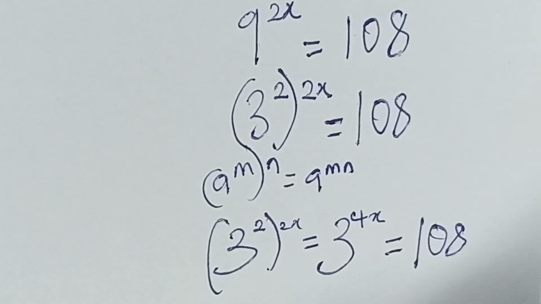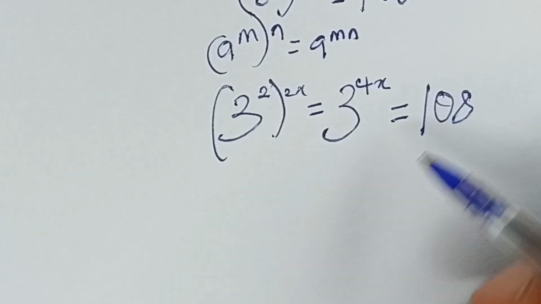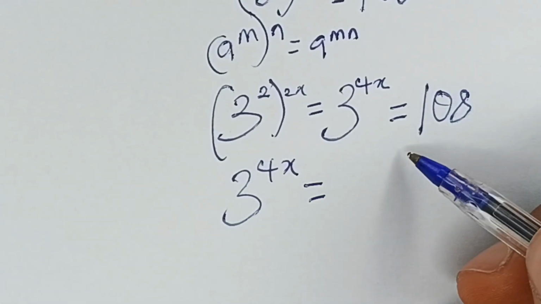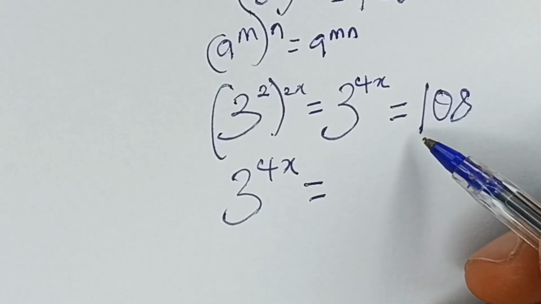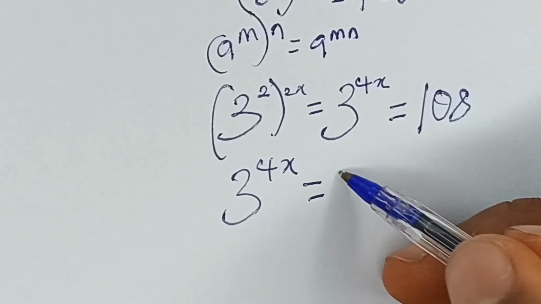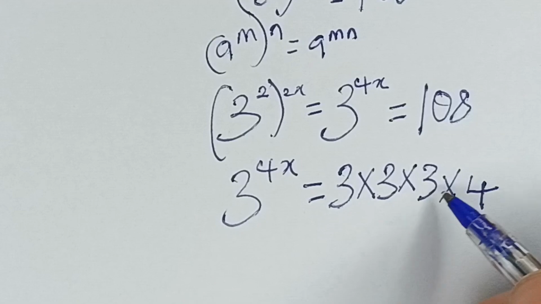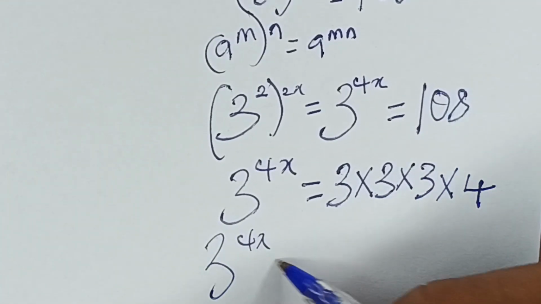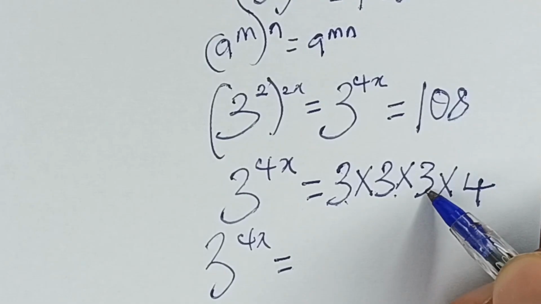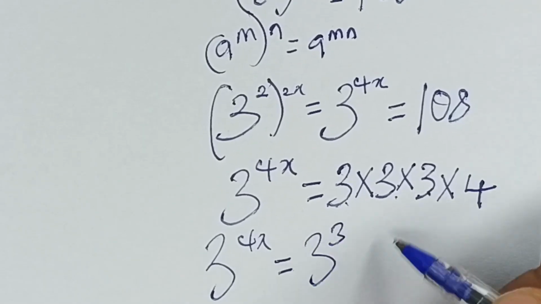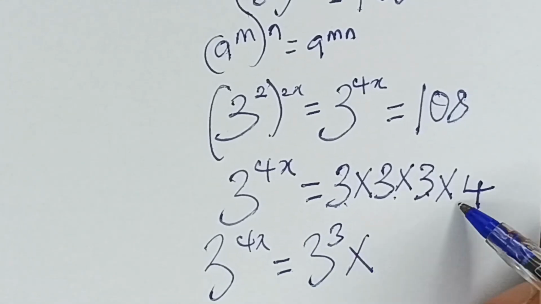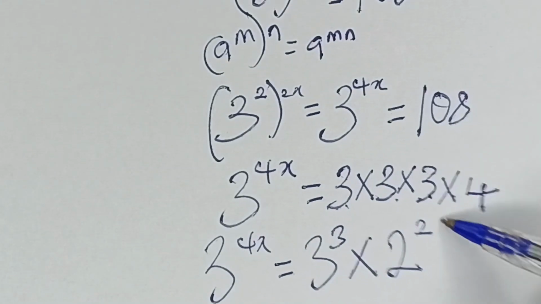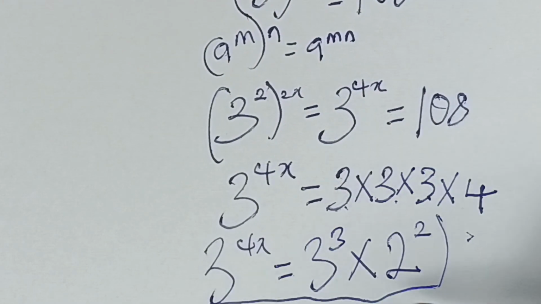Now 108 on the other hand can be re-expressed. So we have 3 raised to the power 4x equal to 108, which can be re-expressed as 3 times 3 times 3 times 4. So we also have that 3 raised to the power 4x now becomes equal to 3 times 3 times 3, which is 3 raised to the power 3, times 4, which is 2 raised to the power 2. So this is the bare minimum way of expressing this question.